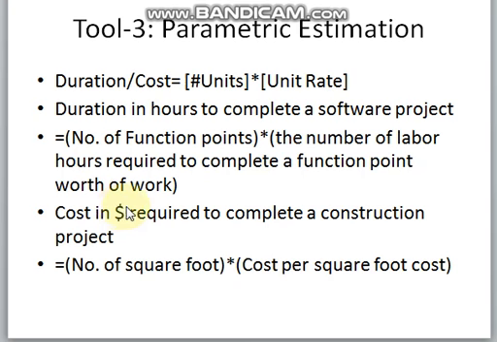Similarly, the estimated cost in dollars required to complete a construction project will be equal to the number of square feet multiplied by the cost per square foot. For example, if it takes $100 to complete per square foot, multiplied by the number of square feet, it gives you the estimated cost required to complete a construction project. So in this way we can calculate the duration and cost at the project level.